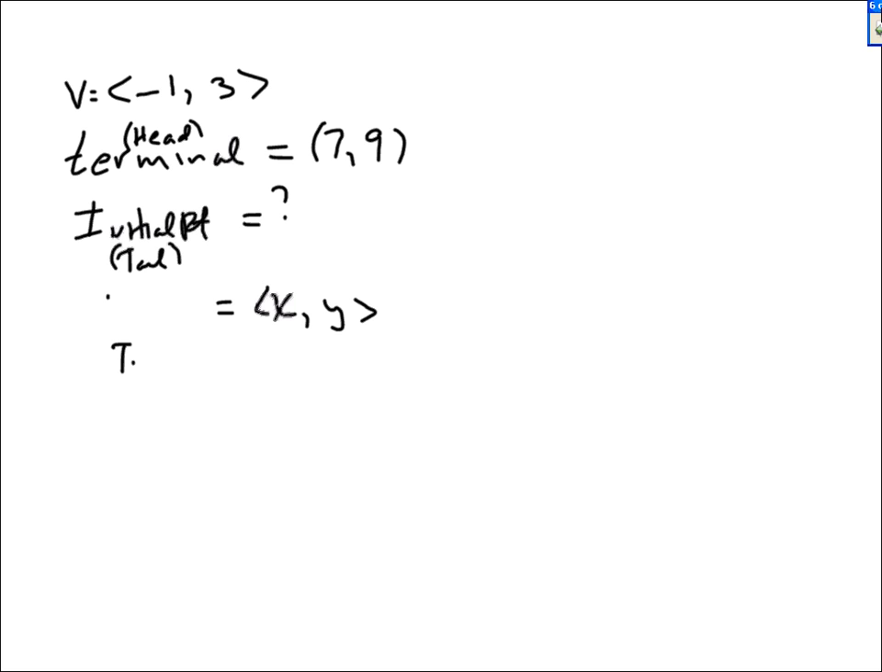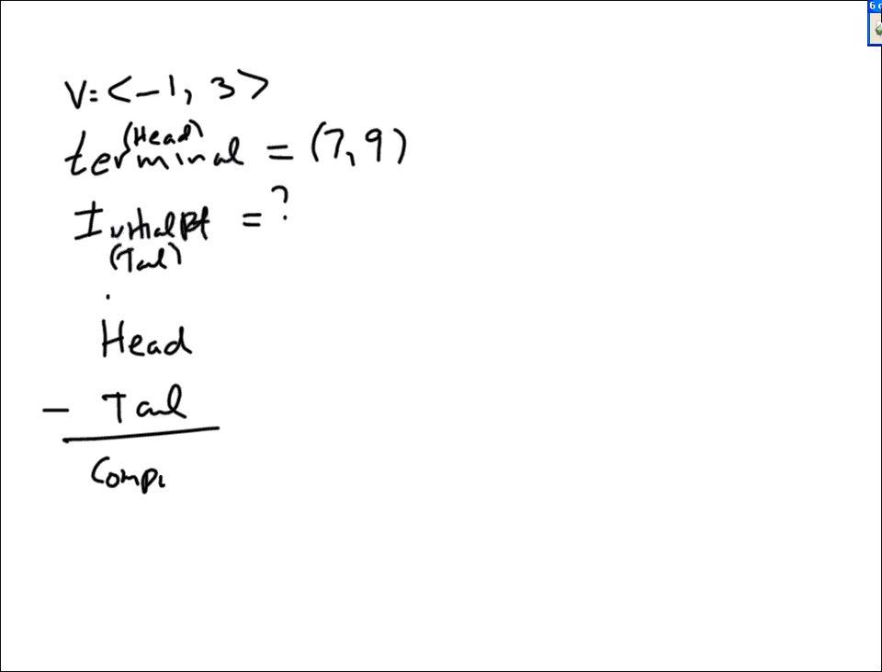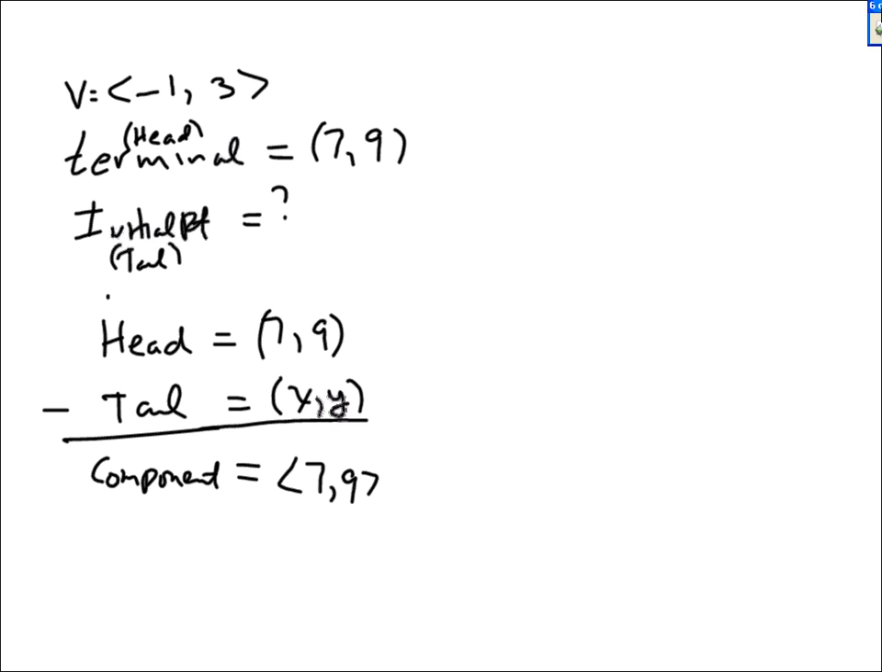Now what you know, and this is a formula, is that the head, or the terminal, minus the tail equals the component. Well, we know that the head is (7, 9). We don't know what the tail is. Call it X, Y, A, B, Hobby and Mary. Call it what you like. And the component is <negative 1, 3>.